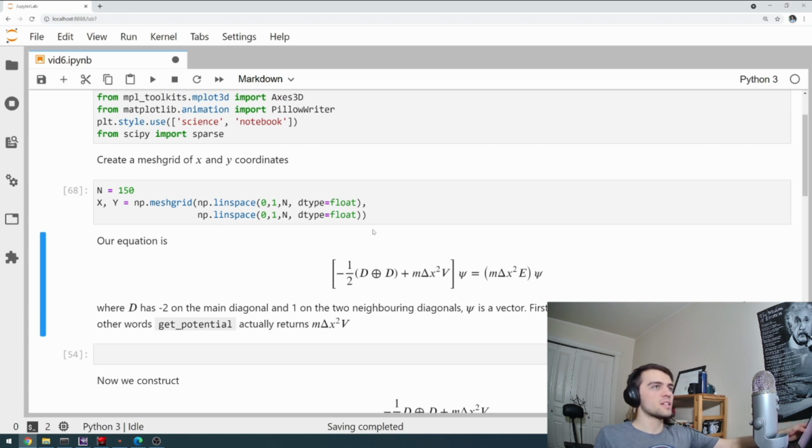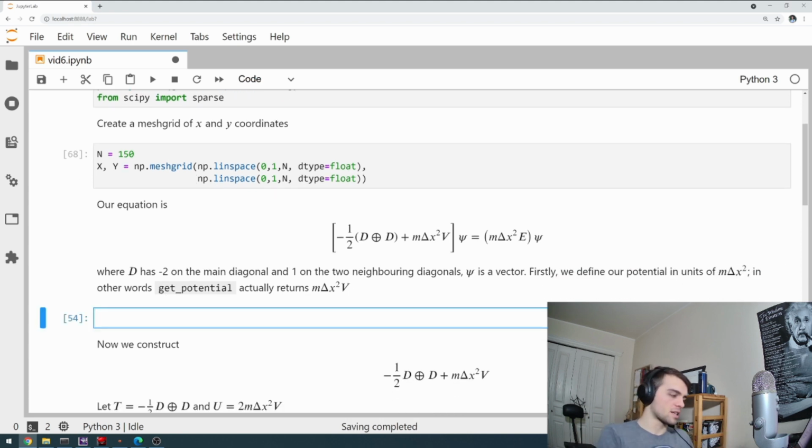So our equation we need to solve looks like this. D is the matrix. I forget how I defined it in the notes, but the way we're going to use it here is D has -2 on the main diagonal and 1 on the 2 neighboring diagonals. So that's important. That's how D is defined. V is the potential, of course, and the way that it's written, you'll note I have m delta x squared V. So when we define the potential function, we're actually writing m delta x squared V, right? The potential, that's our units, essentially. When we write get potential, it returns this.